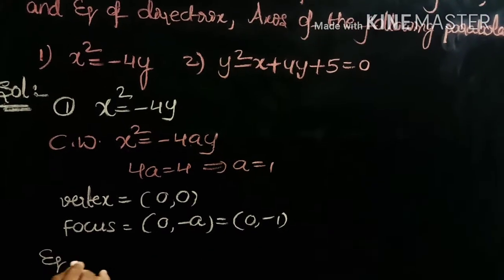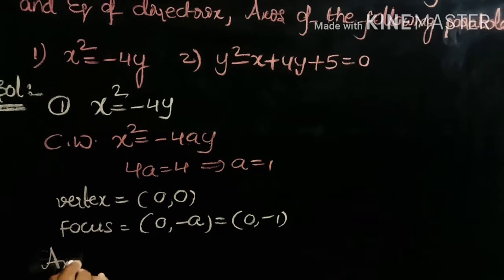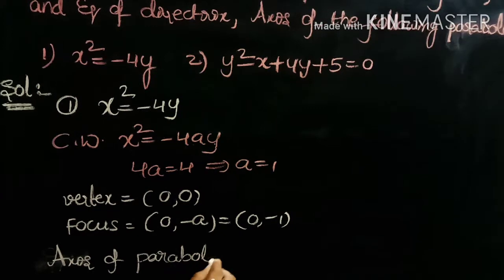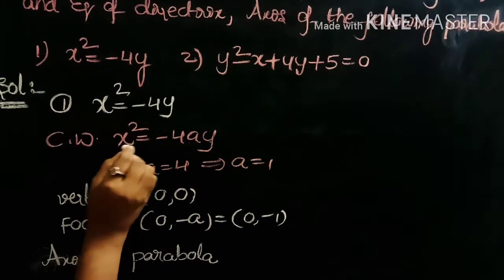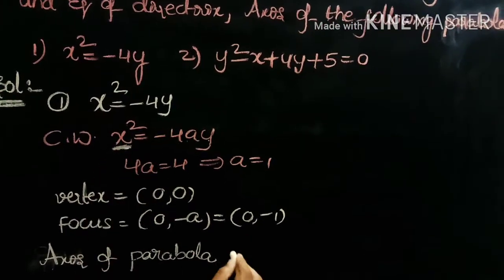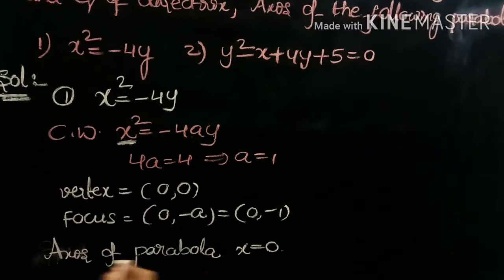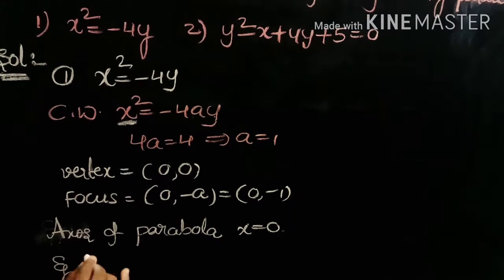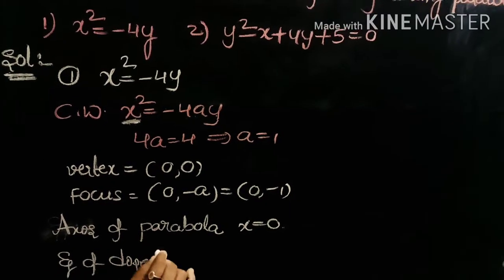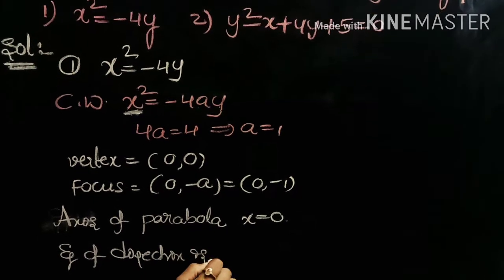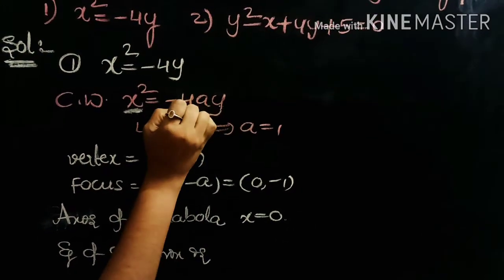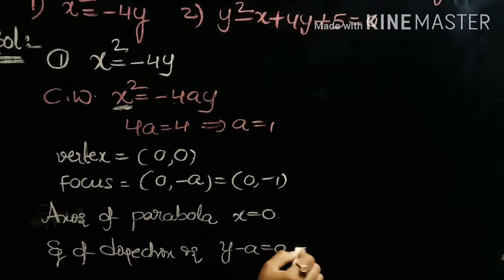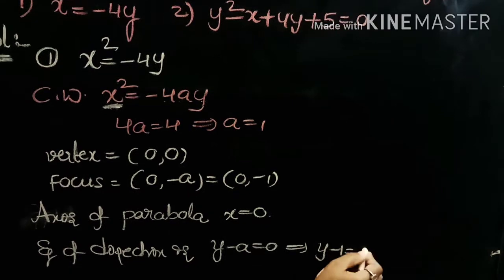And the equation of axis of parabola. Axis of parabola means we take the left hand side value, that is here we have x, that is x is equal to 0. Axis of parabola means we take this first value, x is equal to 0. And equation of directrix means we take the right side value by adding a to that value, that is y minus a is equal to 0. Here we have minus a, so the equation of directrix is y minus a equal to 0. That is the answer, y minus 1 equal to 0. That's it.